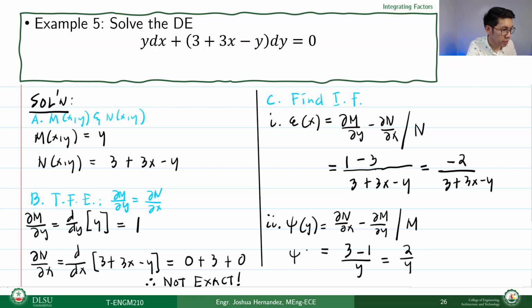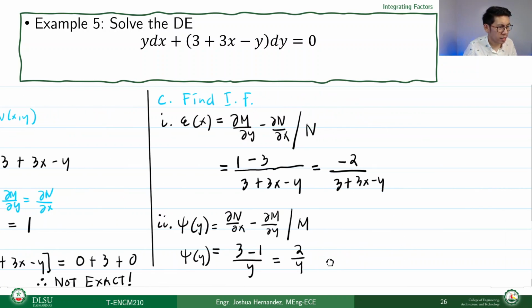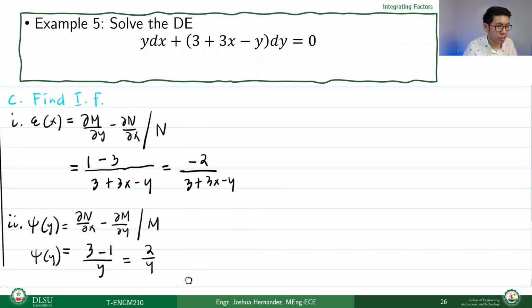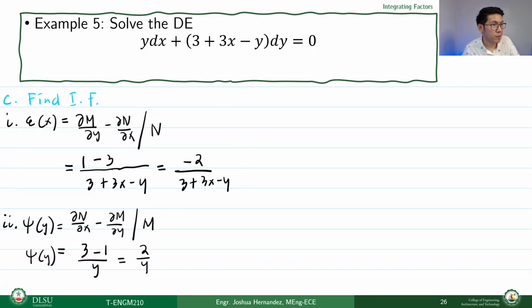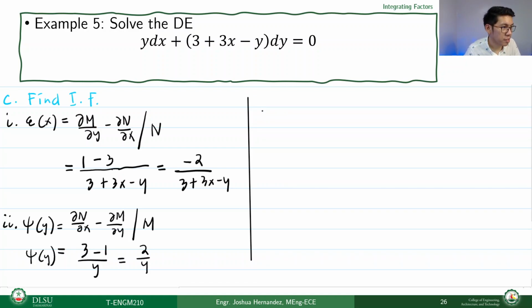Yun. So, ibig sabihin, si psi of y ang gagamitin natin. And kapag si psi of y ang ating function that was satisfied, ang gagamitin nating integrating factor ay, of course, psi of y din, which is mu of y. Mu of y equals e raised to the integral of psi of y dy. Yan.